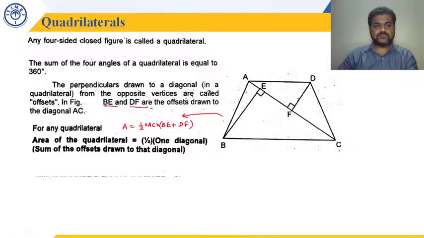Fine. So in this figure, as you see, the area of the quadrilateral is half into AC into BE plus DF. I hope this point is clear.